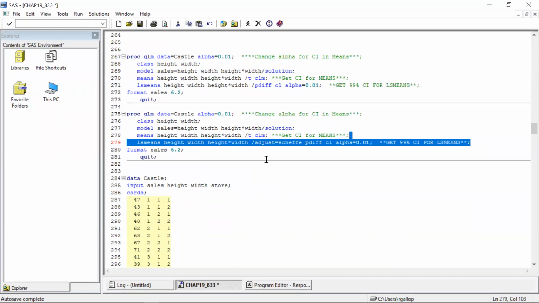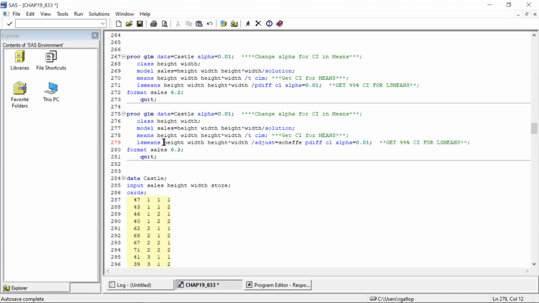Now, when we say adjust equal Scheffe, that means the pairwise comparisons of height. Remember, there's three heights, so three choose two, three pairwise comparisons. The overall alpha for at least one of them making a type 1 error is 0.05. That's controlled for this. The width, there's only two levels, only one pairwise comparison. That has an overall alpha of 0.05. And then the interaction, for the 6 choose 2, 15 pairwise comparisons, the overall alpha for any one of them having at least a type 1 error is 0.05 under the Scheffe adjustment.